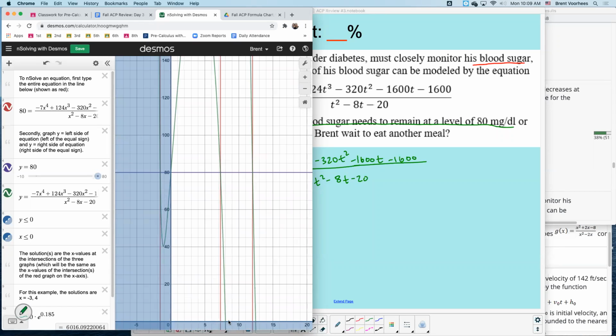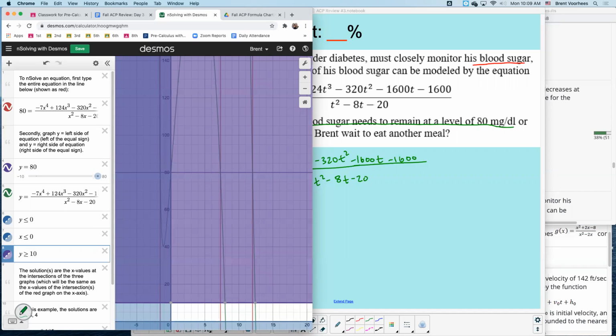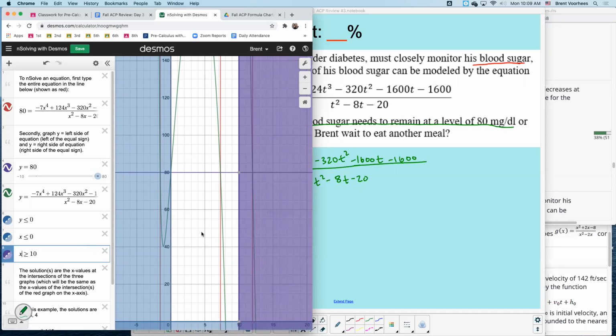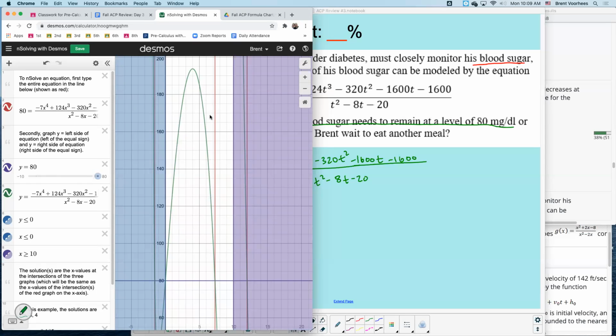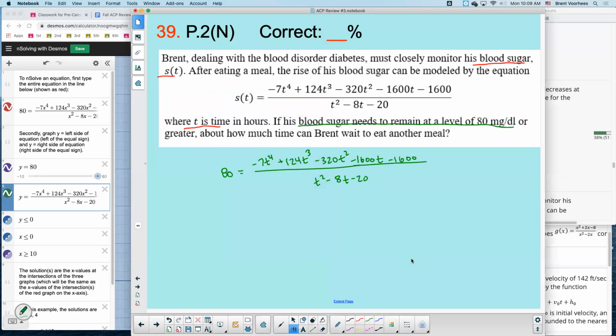I can stop paying attention to the graph right there. Nothing matters anymore. So I don't have to pay attention to this part either. So I could say x is greater than or equal to, not y, x. That would eliminate that portion. So you're just looking from there to there. That's the window of time that I can survive and have my blood sugar in a good area. So the answer to this problem would be 7.283 hours. 7.283 hours is how long I can wait.